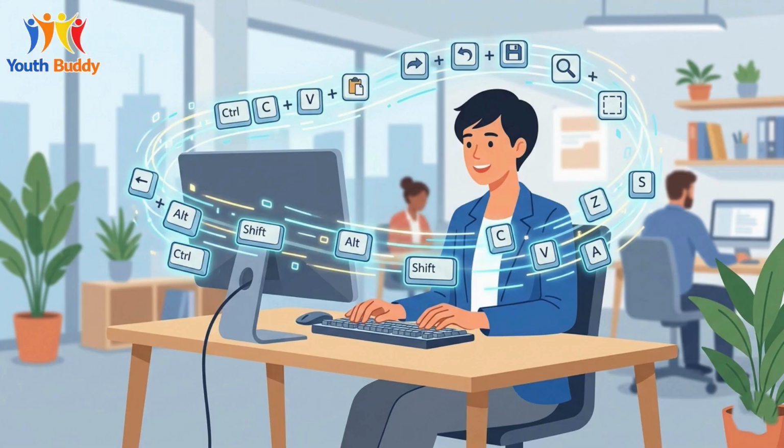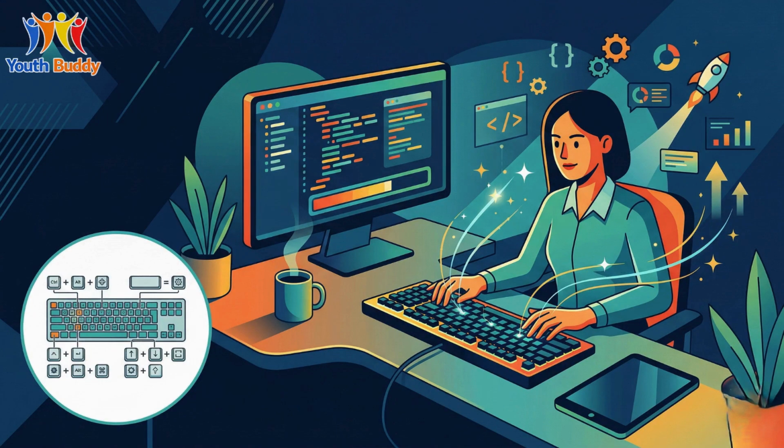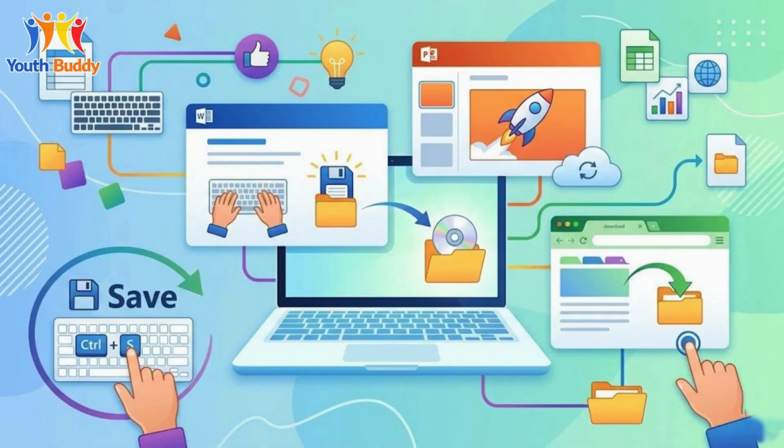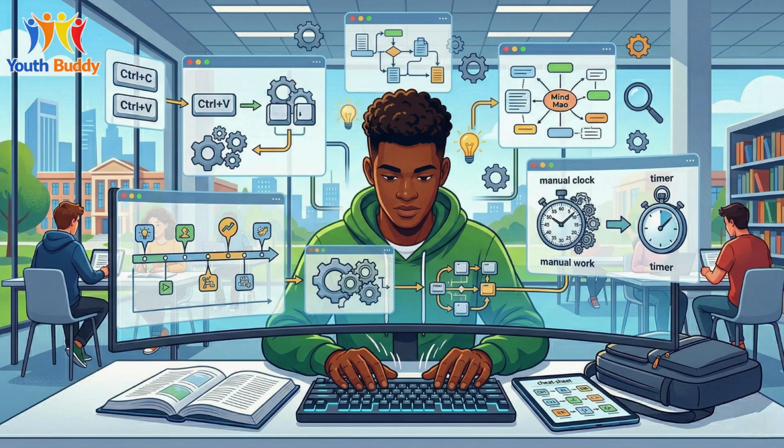First, start with basic Microsoft Office shortcuts. These are the ones you'll use almost every day. For example, instead of going to the toolbar, just press Ctrl+B to make text bold, Ctrl+I for italic, Ctrl+U for underline. If you want to save your work quickly, just press Ctrl+S, no need to search for the save button again and again.